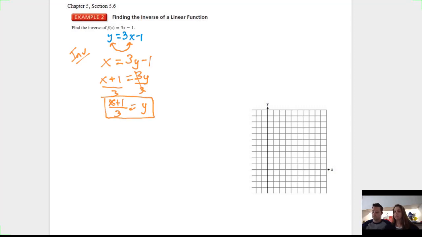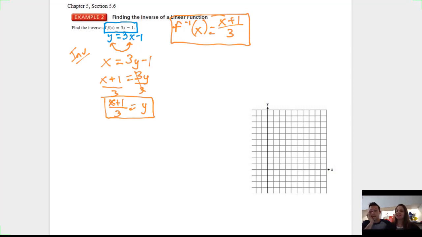I would also like to rewrite these in terms of function notation. So the original function, you want to keep it in blue, is f of x equals 3x minus 1. And the inverse of f of x equals x plus 1 over 3. The Regents loves to use this terminology, f to the negative first power. That's what it looks like, but that's not how you read it. It's the inverse of f of x. You can say f inverse of x, the inverse of f of x, or f of x inverse.